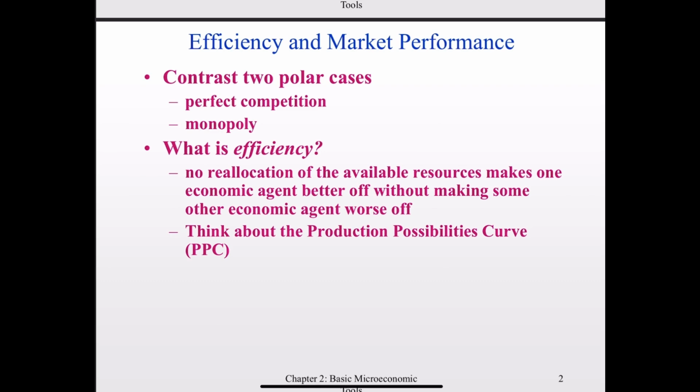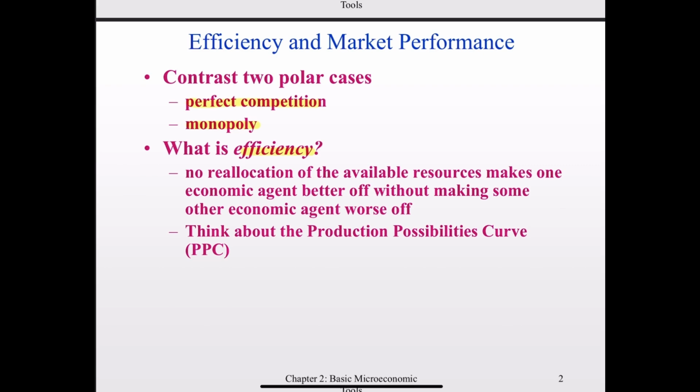In this chapter, we will be constructing two extreme cases. The one is the perfectly competitive market. The other one is the monopoly. But before we get into that, let's define what we mean by efficiency. What is efficiency? In economic terms, efficiency occurs when no reallocation of available resources can make one economic agent better off without making another worse off.